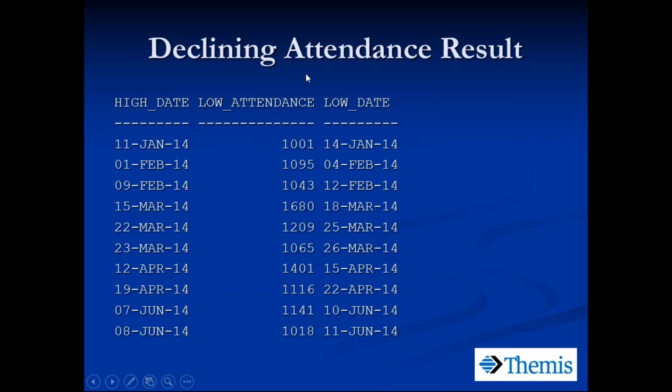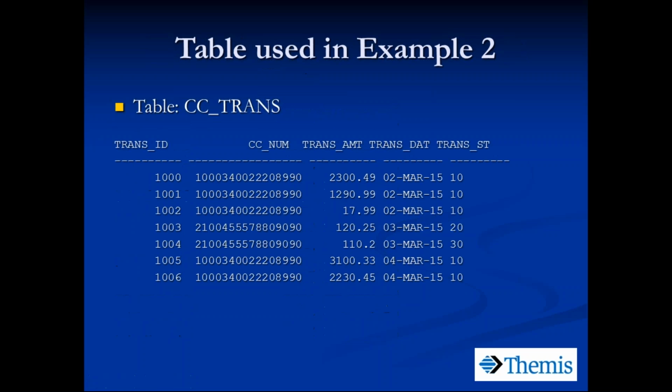Okay, so that's our first example there. Let's take a quick look at our second example. It's a little bit simpler, I think. Here we have a table called CC transactions, which stands for credit card transactions. Here's what it looks like. I have a transaction ID, a credit card number, a transaction amount for that credit card, a date for that transaction, and then a state code here.